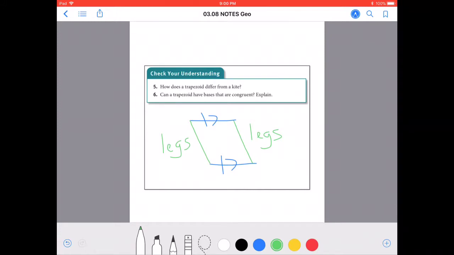We can take this a step further and draw one of our diagonals. And since these are parallel, we can use our corresponding angles postulate to say these are congruent, and this would also be congruent to itself. So we would actually get a SAS congruency postulate here.